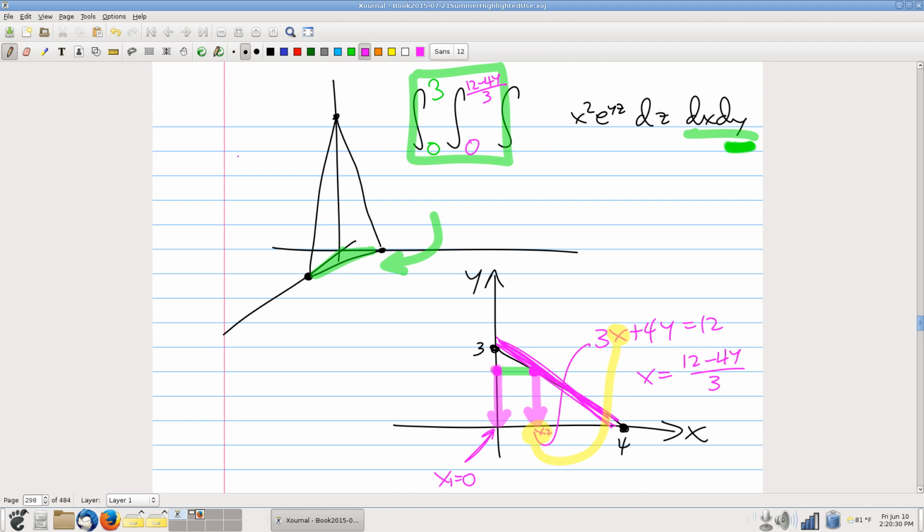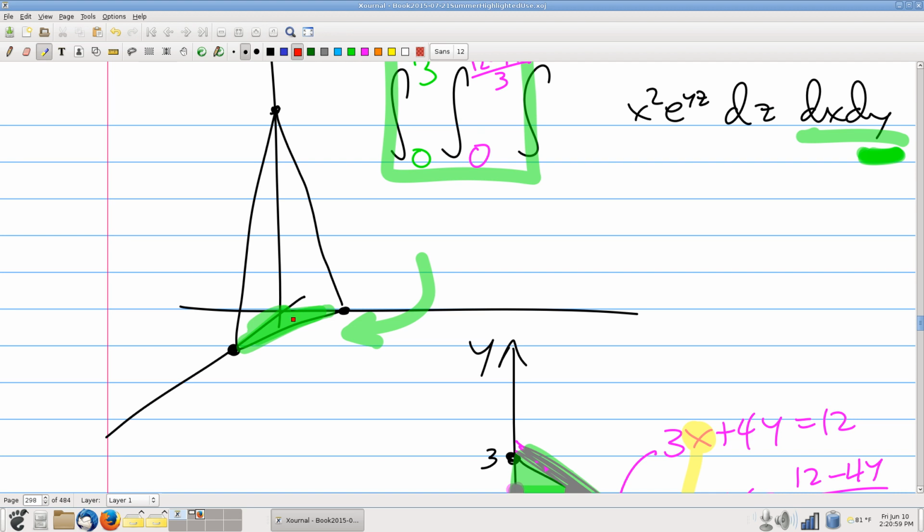Okay, so now we've got our x and y bounds. We got those by looking at this projection down into the xy plane. Now we have to figure out, given an x and a y, in other words, given a point on this projection, let me zoom back in, given a point on that projection, what's the corresponding range of values for z?